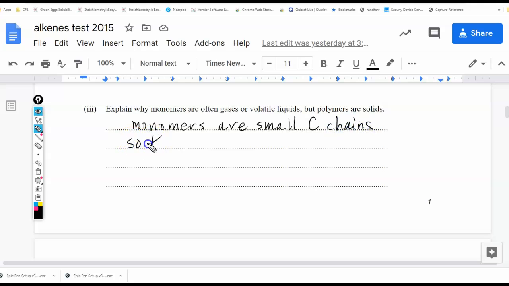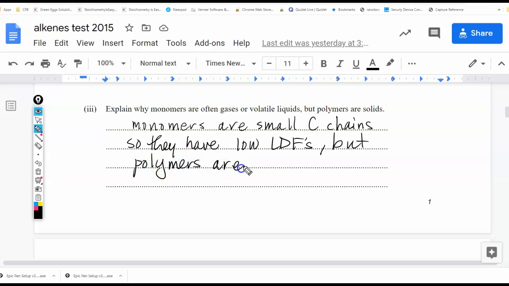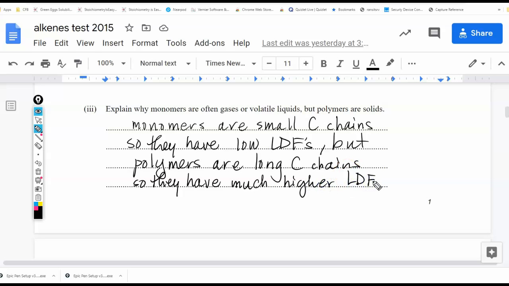So they have low London dispersion forces, but polymers are long carbon chains, so they have much higher London dispersion forces. Okay, that's what that is right there.